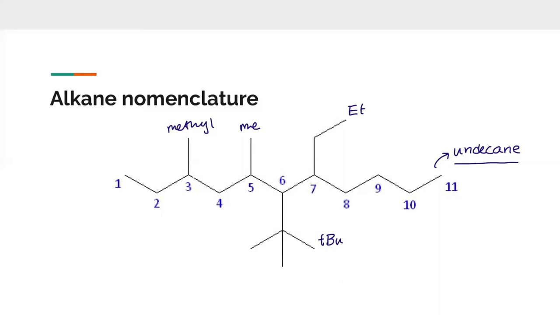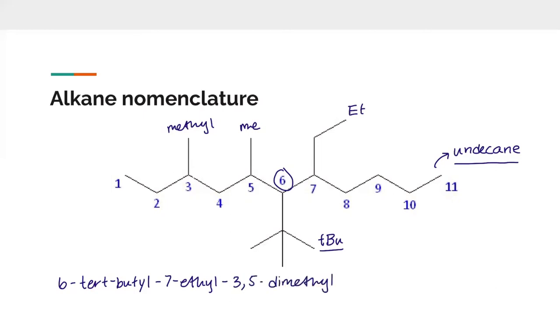So when we name this, we will first always identify the carbon on the parent chain that the substituent is connected to. So this tert-butyl right here is connected to the 6th carbon. So we will name this 6-tert-butyl. And then we want to maybe name ethyl next. So we will do 7-ethyl. And then when we name the two methyls, we actually want to group them together. So we say 3,5-dimethyl. And then lastly, we can just put the name of the parent chain, which is just decane.